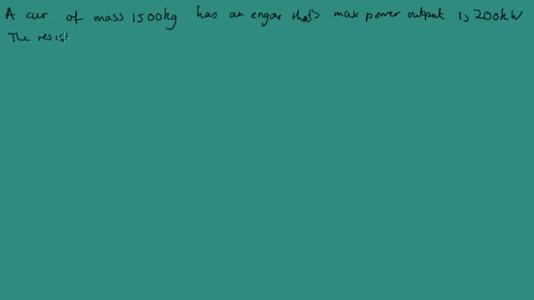A car of mass 1500 kilograms has an engine that's maximum power output is 200 kilowatts. The resistance to motion is typically 5,000 newtons. Find the maximum speed the car can achieve.